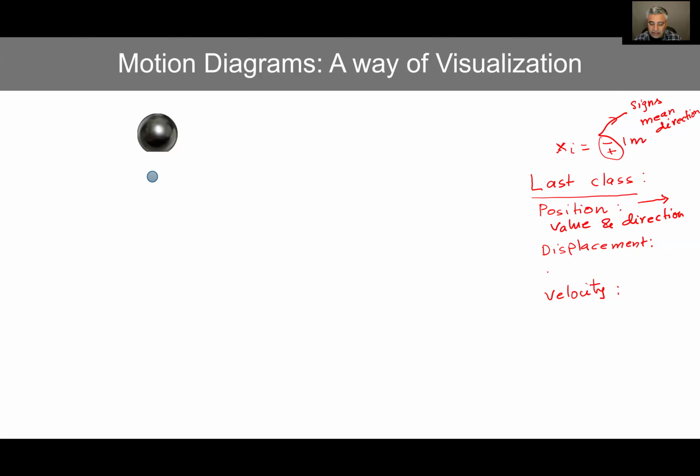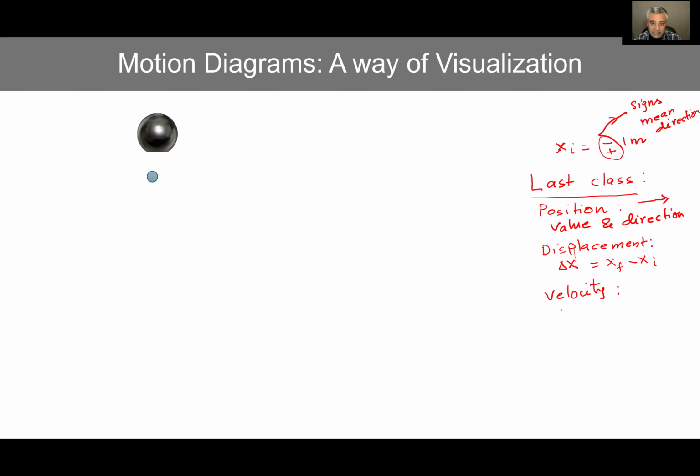And displacement. So we represent displacement, or we denote displacement by writing this. So delta here means change and X means position. So displacement is change in position, and its formula or its definition is final position minus initial position. Okay.